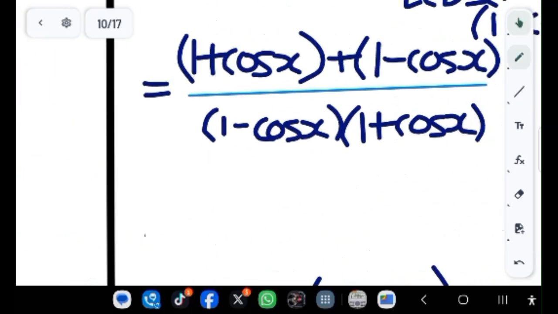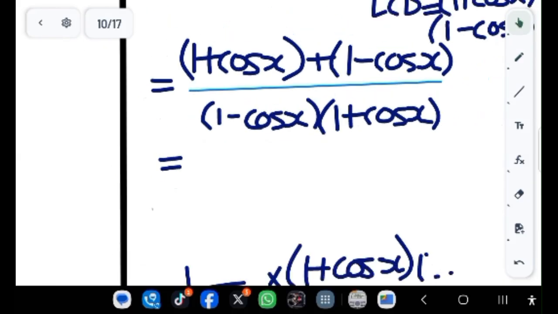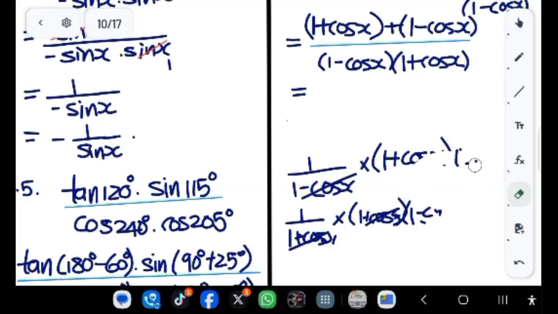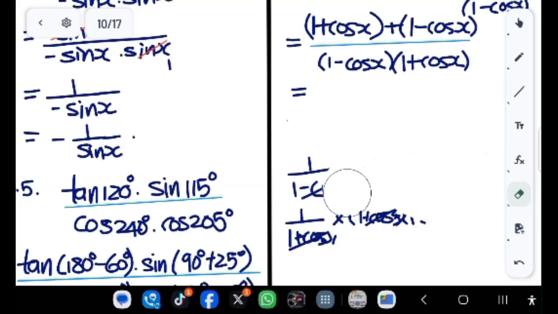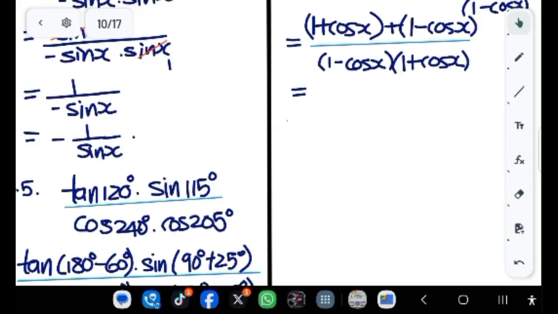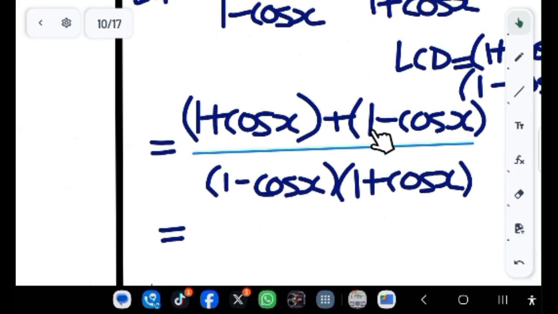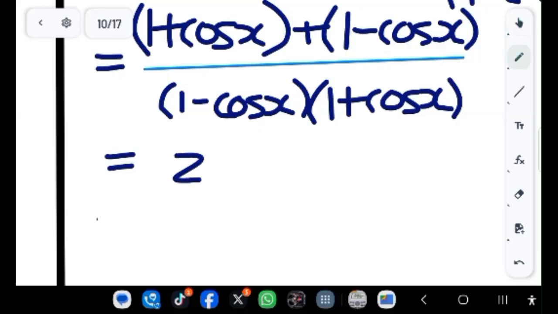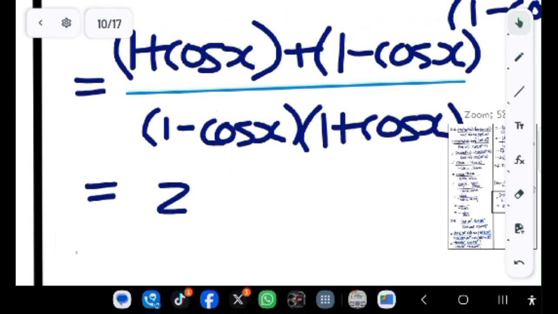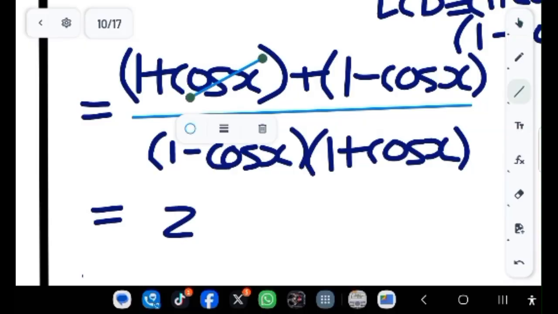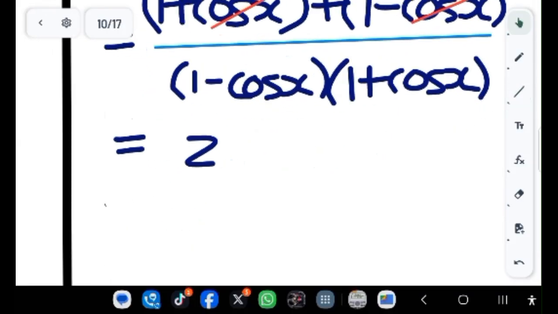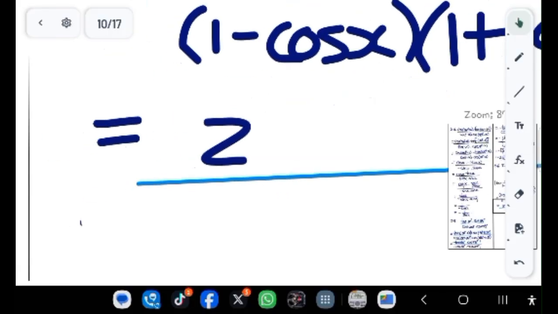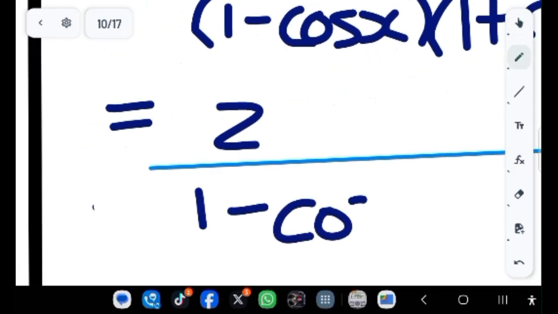That equals, take off all the brackets and add like terms. That will leave you with 1 plus 1, that is 2. And then cos of x minus cos of x, those two cancel out. They add up to 0. So you've got 2 at the top. And then at the bottom, this is a difference of two squares type of situation. So that will leave us with 1 minus cos squared x.